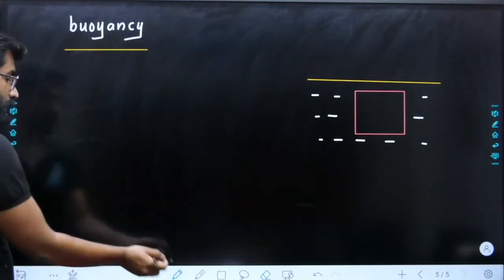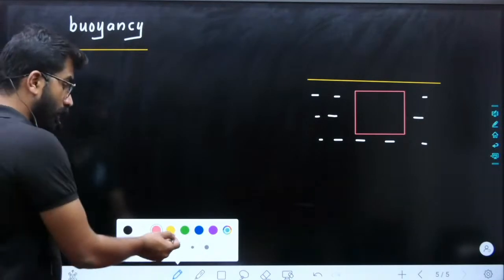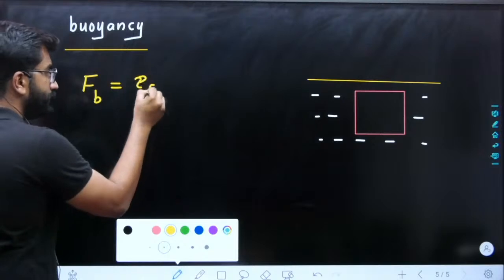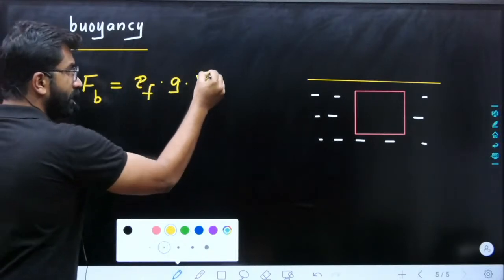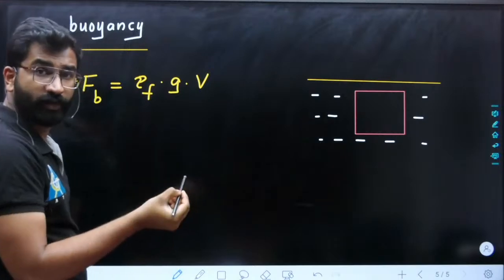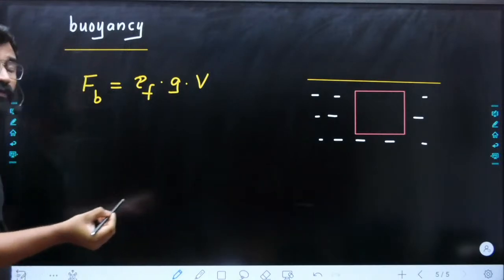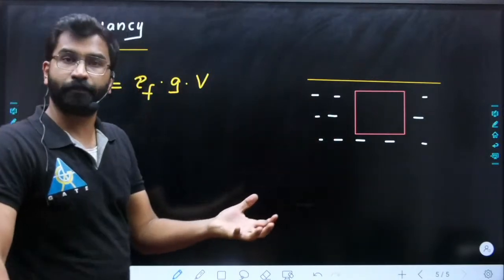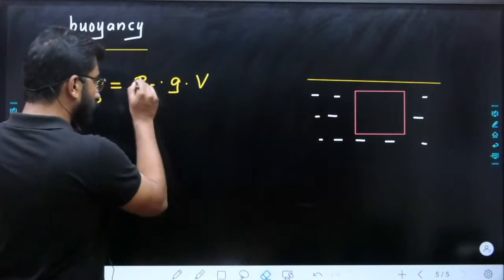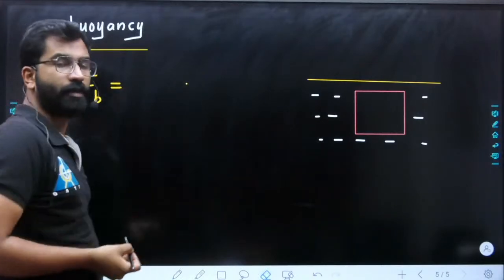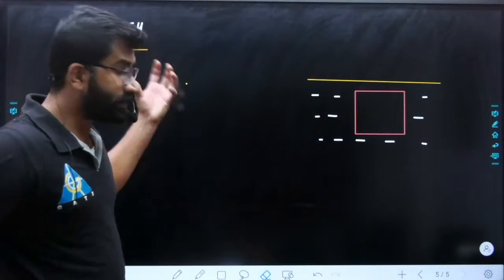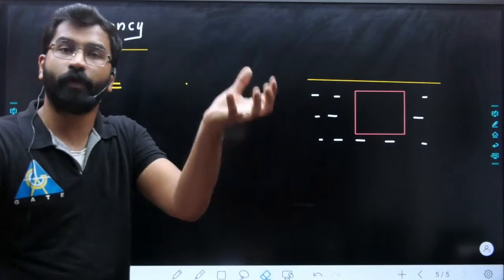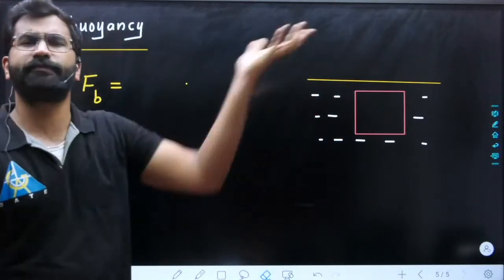In that case, what will be the equation of buoyancy? Always your equation of buoyancy is density of the fluid, g, into volume of the submerged body. That is how much volume is immersed in water. Because why is it so? What is the Archimedes Principle? Always remember the Archimedes Principle. What is the magnitude of buoyant force? Magnitude of buoyant force is the weight of fluid displaced by the body.